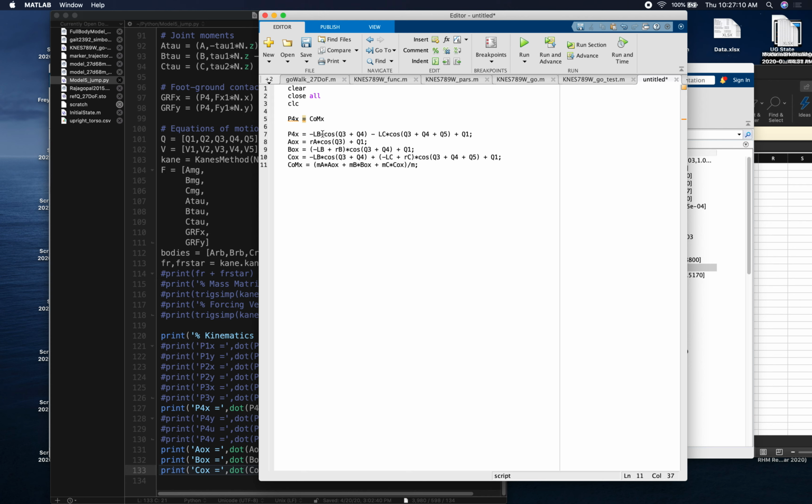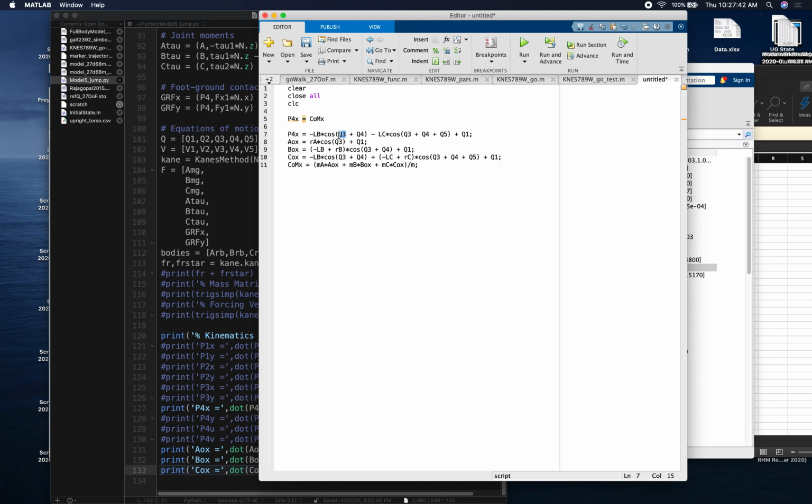So here I have my expression for the horizontal position of the foot and my expression for the horizontal position of the center of mass. If you look at all of the terms in these expressions, there are some parameters, like segment lengths, segment masses, and center of mass locations, that we already know values for. If you look at the variables in here, the only one that we don't have an already specified initial value for is Q5. There are other ones in here, but we already know them.